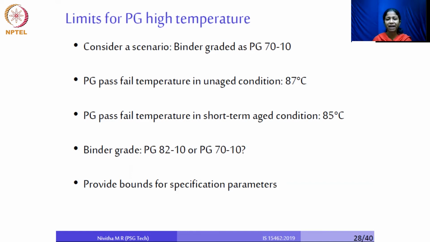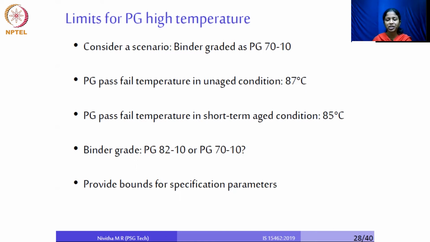So in unaged, we have a pass-fail temperature at 87 degrees Celsius, where it's exactly 1 kilopascal. And similarly, at 85 degrees, it's about 2.2 kilopascal in, sorry, short-term aged condition, right? Now, should I call this binder a PG 82-10 binder or a PG 70-10 binder?